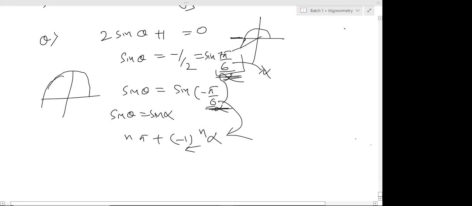Okay, next question. So when you are getting negative numbers, be careful with that. Cosec theta is equal to -2. Try to solve this one.